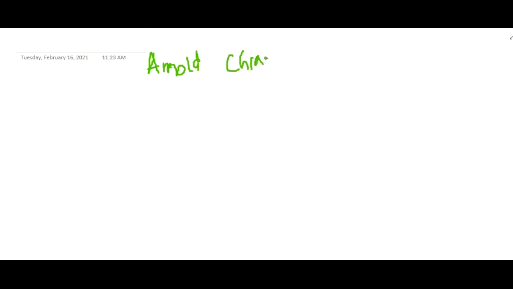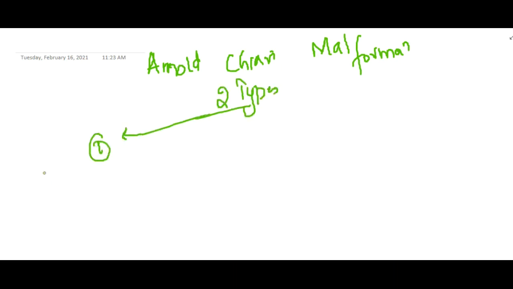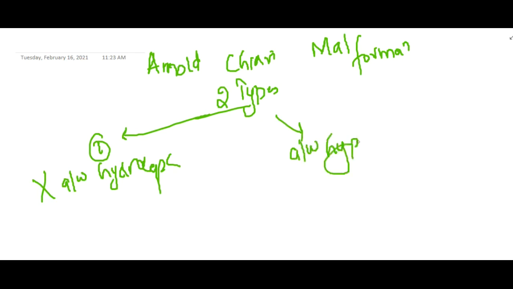In this Arnold-Chiari malformation, as I have said, there is herniation of cerebellum into the foramen magnum. This is of two types. One, it is not associated with hydrocephalus. Second, it is associated with hydrocephalus. Okay, these are the two types of Arnold-Chiari malformation.